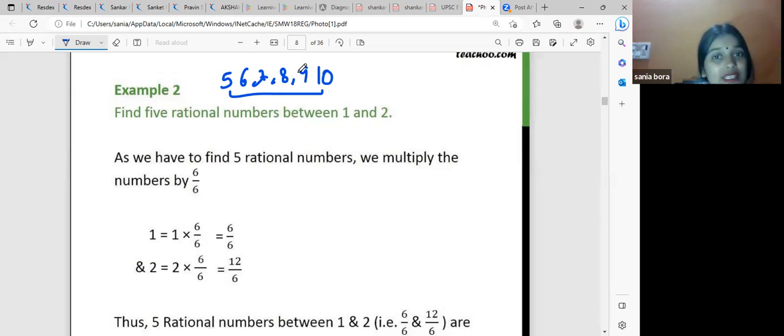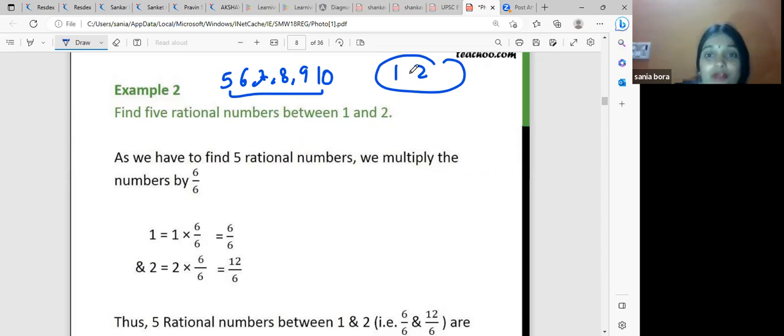But if I ask you, Ayaan, between 1 and 2, find me 10 rational numbers, 5 rational numbers, any number, it is not possible, right? Because after 1, directly 2 comes. How can you find the numbers? Not possible?